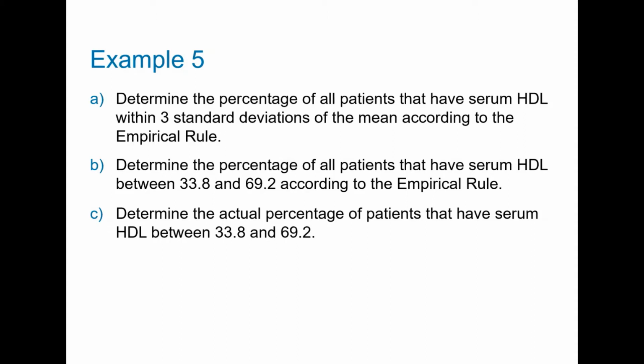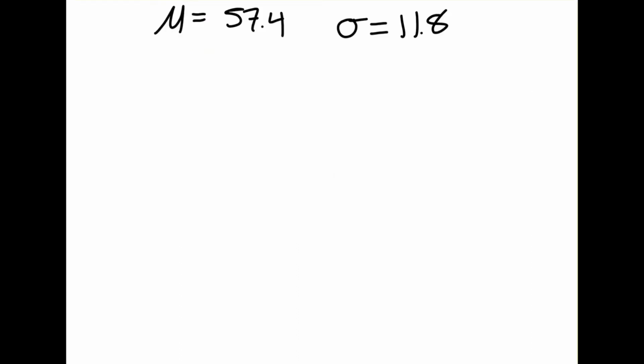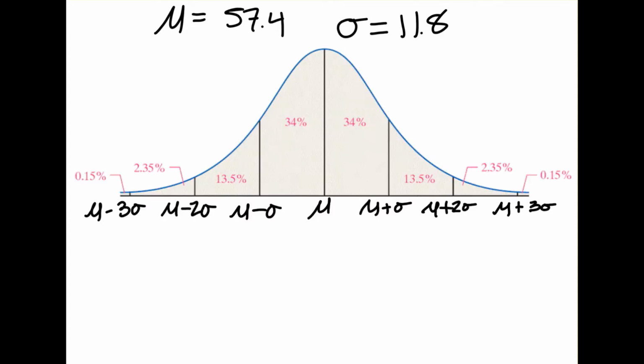to the empirical rule. We are told that the population mean is 57.4 and the population standard deviation is 11.8. We need to determine the percentage of all patients that have serum HDL within 3 standard deviations of the mean according to the empirical rule. So first, let's look at a diagram of the empirical rule. So now let's replace mu and sigma with the actual mu and sigma values for the data set.